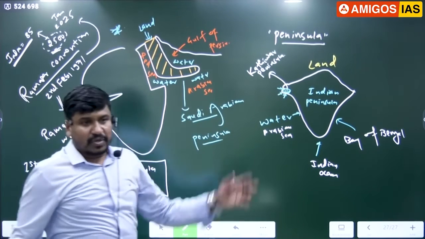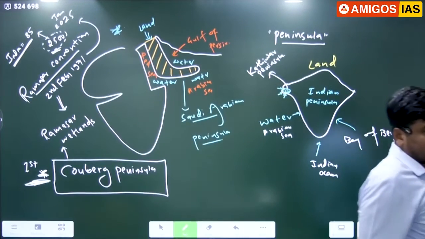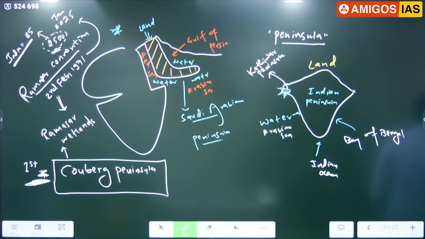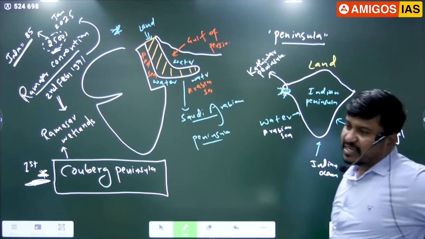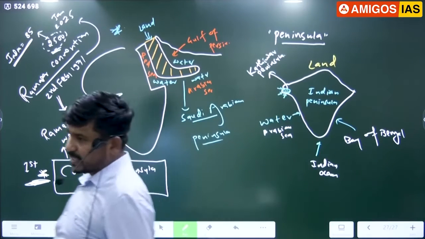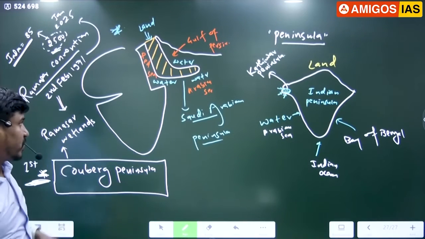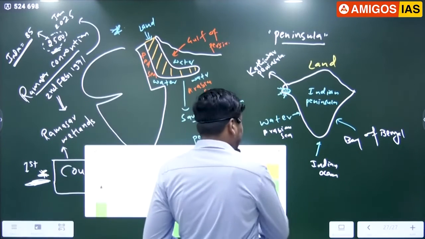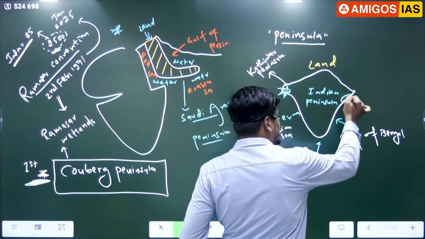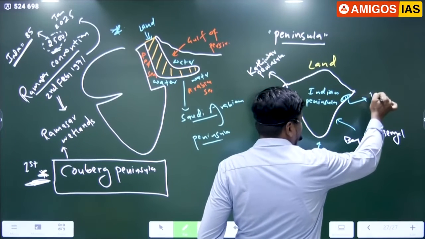I'm just interlinking with the peninsula, right? The Coburg Peninsula of Australia, the world's first Ramsar wetland. And as of date, how many Ramsar wetlands are there? More than 2500. And from India, how many Ramsar wetlands are selected? 85. And out of 85, which is the first one? Chilka Lake. Chilka Lake is India's first Ramsar wetland.